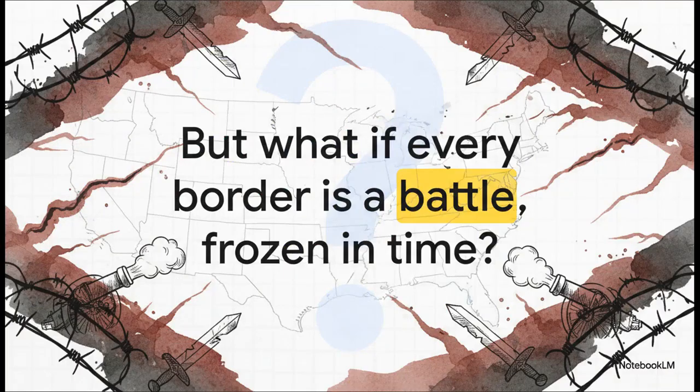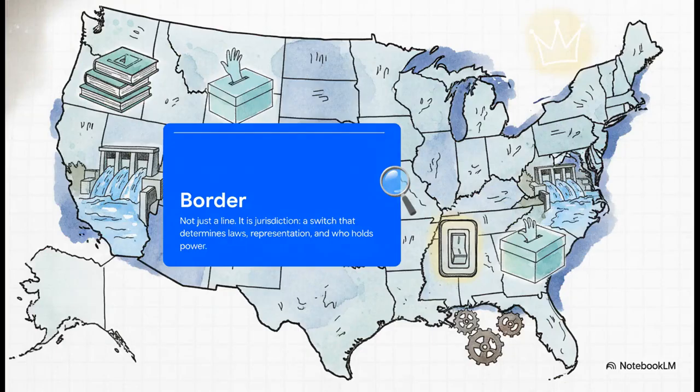So let's just chew on that for a second. What if every single one of those borders is a battle, frozen right there on the map? What if we start to read this map not as geography, but as a giant mural of old fights? Every straight line, every weird jagged edge, it's like a scar left behind from a fight over power, over resources, over ideology. Because a border is never just a line on a map. It's so much more than that.